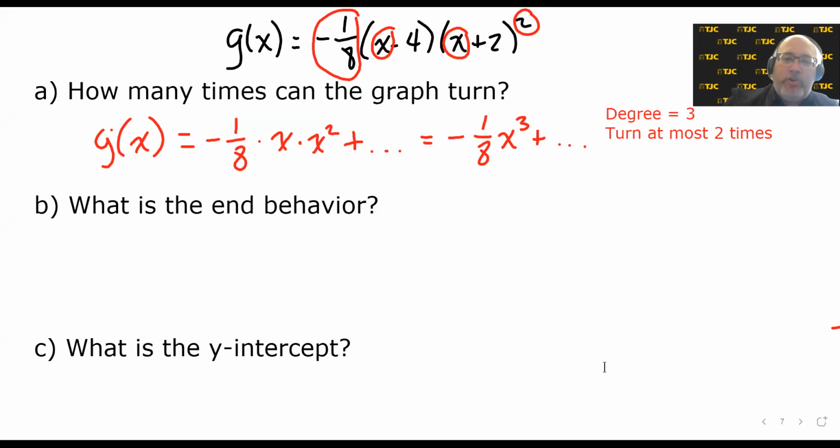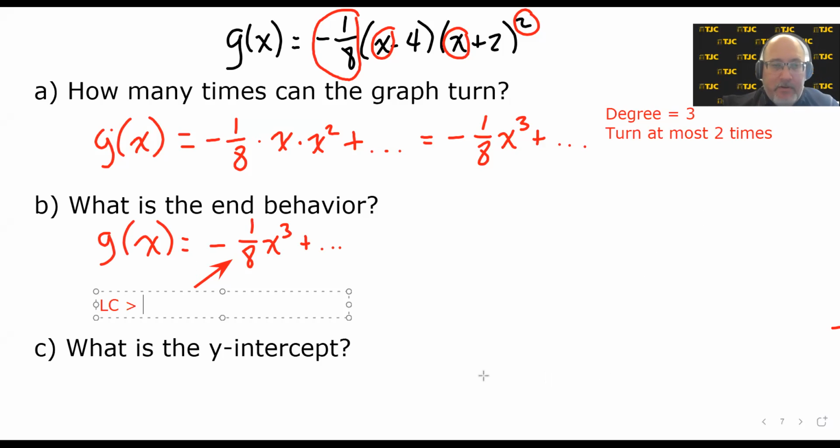Well, again, in order to determine the end behavior, we need to know the leading term. And we've already figured out that this polynomial will start with -1/8 x to the third power, plus a bunch of other stuff. Now, do you remember what to look for when you're trying to find end behavior? The first thing you ask yourself is, is the leading coefficient positive or negative? Since the leading coefficient is negative, it's -1/8.